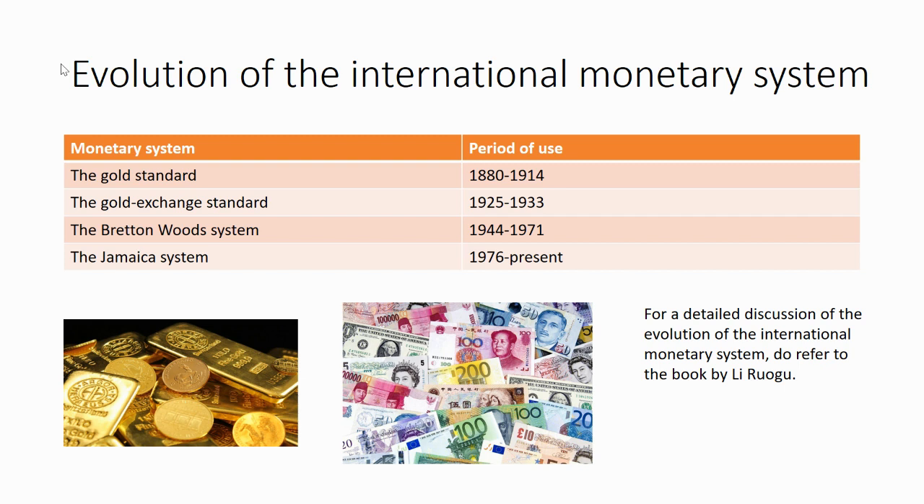People had already used gold and other precious metals as currencies, as well as other things like commodities, like they did barter trading and so on. But it was only in the late 19th century that the major economies of the world came together and agreed on a particular standard that everyone would use. For a detailed discussion of this development, do refer to the book by Li.